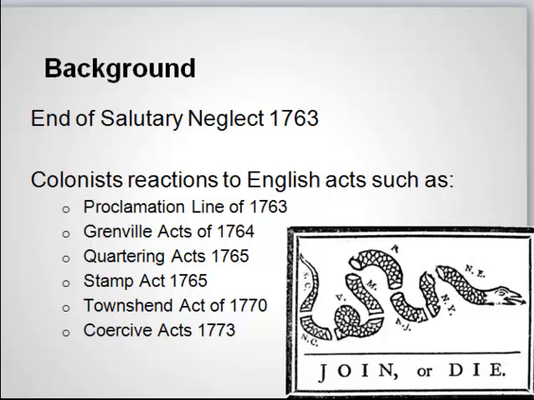From the end of 1763, we get numerous laws and taxes passed in this time period, 1763 to 1776. Examples: the Proclamation Line of 1763, the Grenville Acts of 1764, the Quartering Acts 1765, the Stamp Act 1765 as well, Townshend Acts of 1770, and the Coercive Acts of 1773. So these are some of the big laws that were passed at the time that are going to bring the colonies together closer and closer.